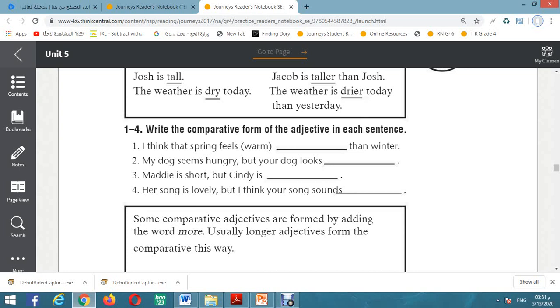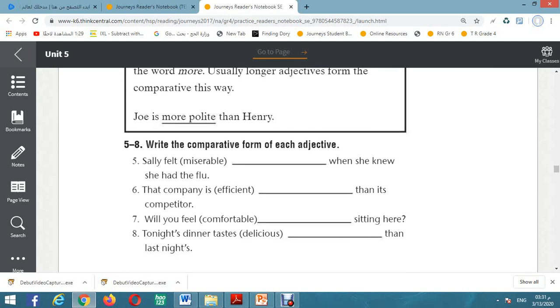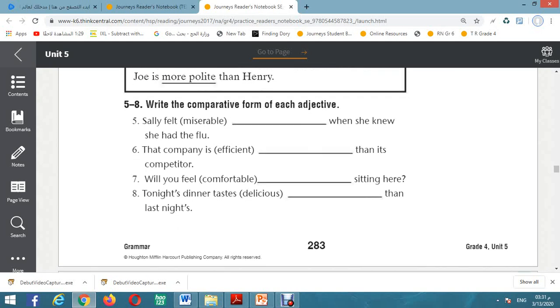Some students are confused with this adjective. Lovely, Mr. It's long or short. No, it's short. Okay, but it ends with y. Drop y and add IER. Exercise 5 to 8: write the comparative form, also comparative, but here we have long adjectives: miserable, efficient, comfortable, delicious. Long. So for a long adjective, add more before the adjective.